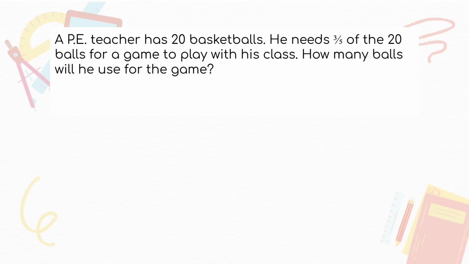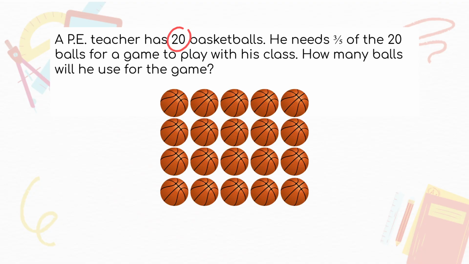Let's take a look at this story now to show or illustrate that idea. So in this story, there's a PE teacher, and he has 20 basketballs. He needs 3/5 of the 20 balls for a game to play with his class. How many balls will he use for the game? So you can see here we've got a whole of 20 basketballs. That's how many basketballs he's got in all. And I'll just show our picture right here because we love a picture in math. That helps us break things apart, right? Now we also have a part. And that's 3/5 of the 20 balls. So we're talking about 20 balls in total, and he's only going to need a part of them for his game. 3/5 of those balls, right?